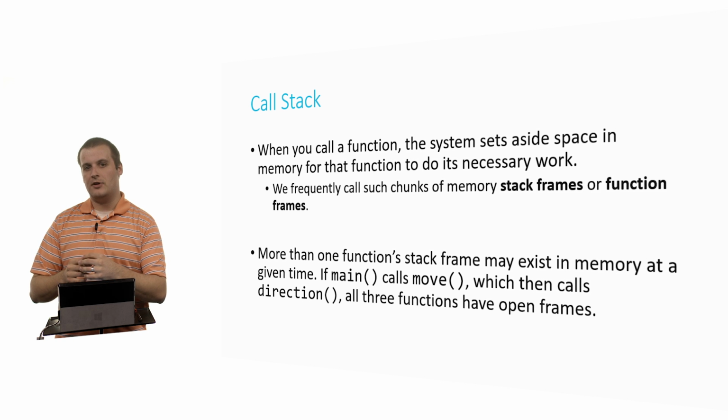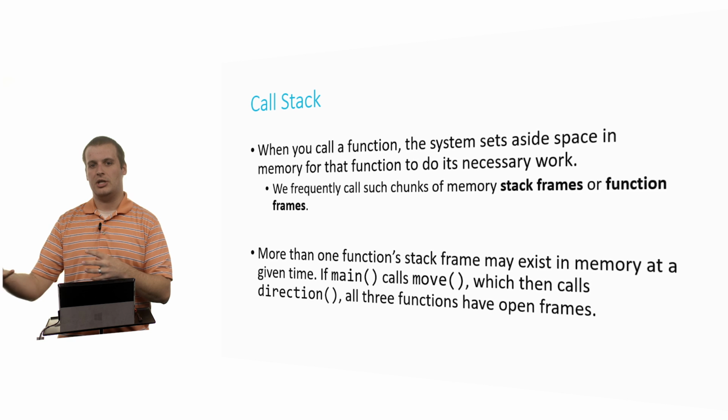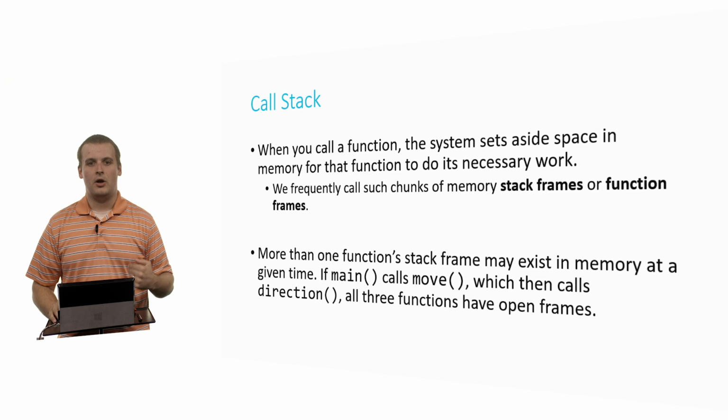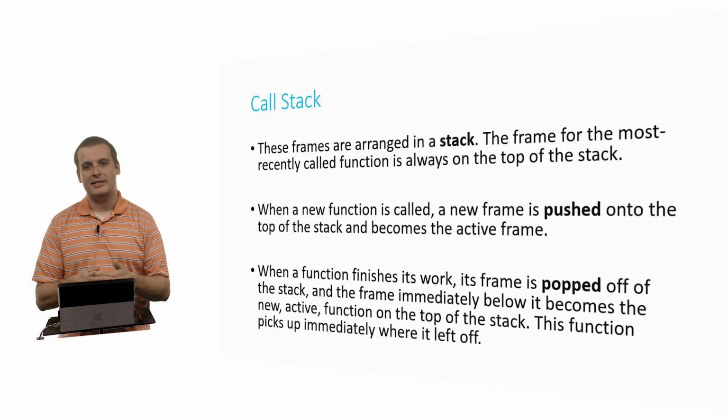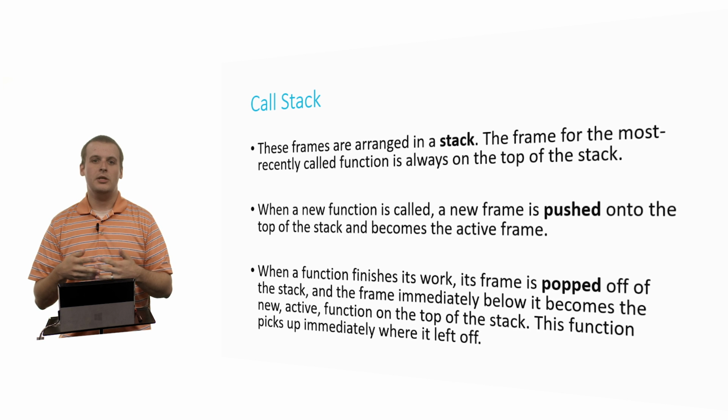If main calls a function move and move calls direction, all three functions have open frames, but they don't all have active frames. These frames are arranged in a stack, and the frame for the most recently called function is always on top of the stack, and that is always the active frame. There's only really ever one function that's active at a time. It's the one on top of the stack.